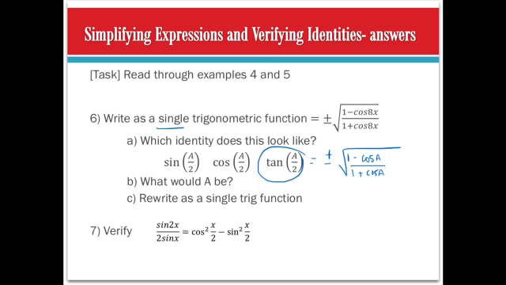So it's easy to see, and we're looking at B here. What would A be? A is obviously going to be equal to 8x. So if we're rewriting this as a single trig function, we're going to rewrite it as tangent of A over 2, which is 8x over 2. So it would be equal to tangent of 4x. Yay!